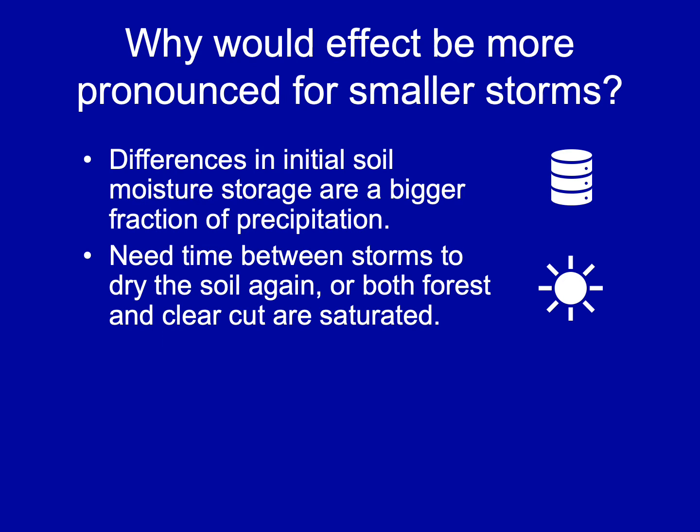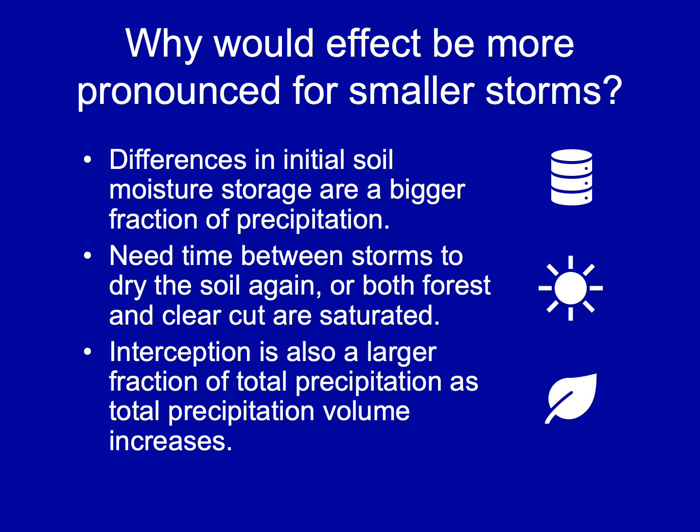For really large storm systems, there's not drying between pulses of rain, so soils can remain saturated both in forested and clear-cut areas. Finally, interception in a forested environment can also play a substantial role, but just like the soil moisture storage, the effect will seem larger when the total amount of precipitation is less.